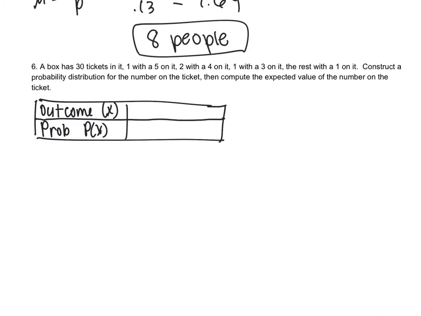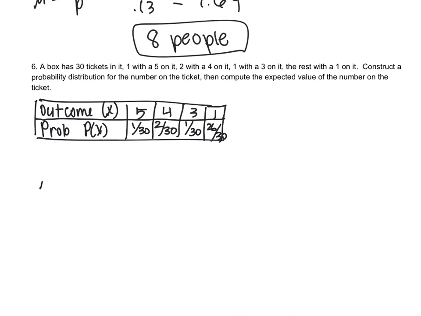So in this case, we have 4 different outcomes. Our outcomes are that we could have a ticket with a 5, a 4, a 3, or a 1. The probability is how many of those 30 tickets have that number. So there's 1 out of 30 with a 5, 2 out of 30 with a 4, 1 out of 30 with a 3, and then the rest, so when I do 30 minus 1 minus 2 minus 1, we end up with 26 out of the 30 have a 1 on them. So this is our probability distribution.